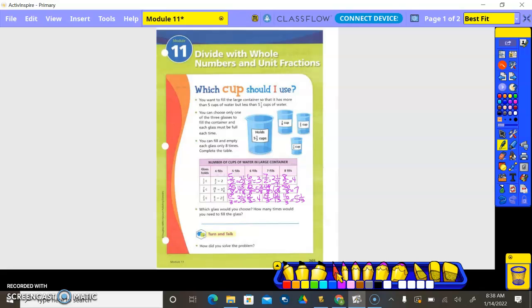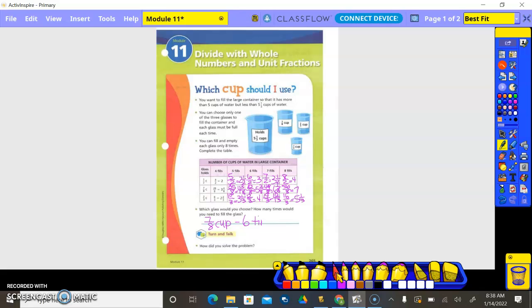So which one would let you fill it and get you the closest? Are you going to use the half, the 7/8, or the 2/3? The 7/8. Okay, so you would choose the 7/8 cup. Okay, and then how many times would you need to fill it? 6, right?